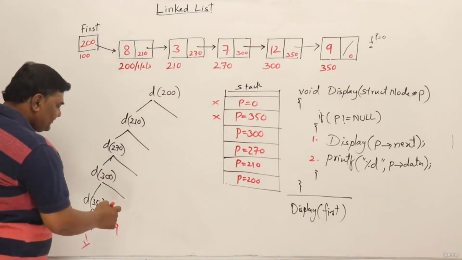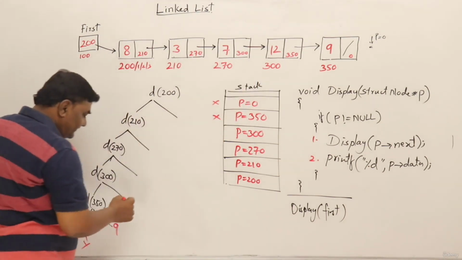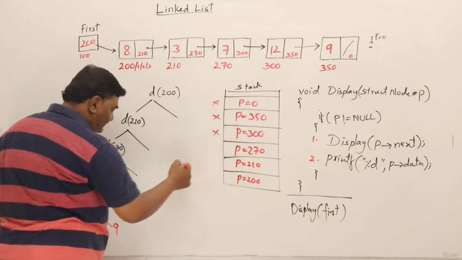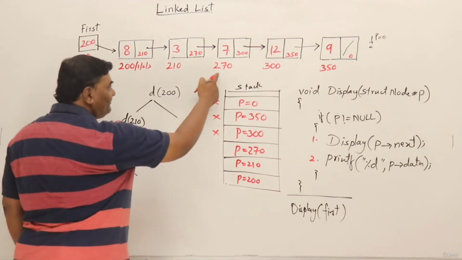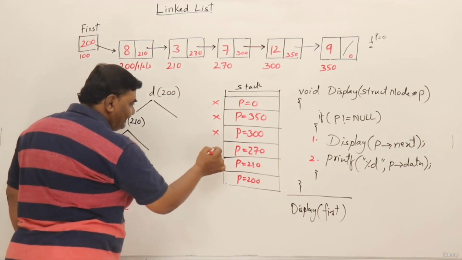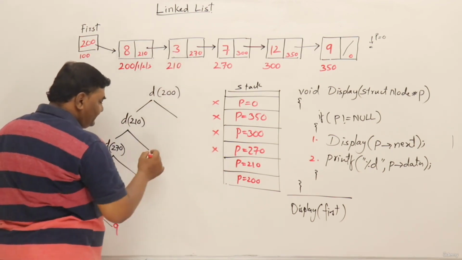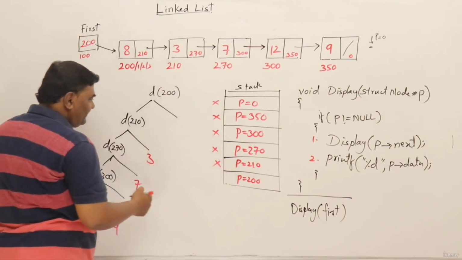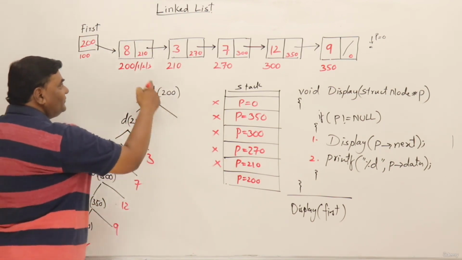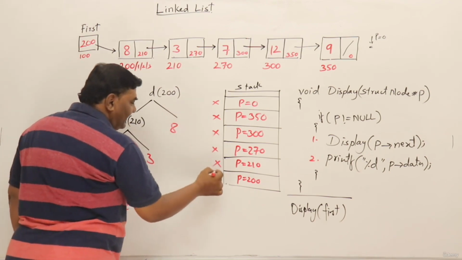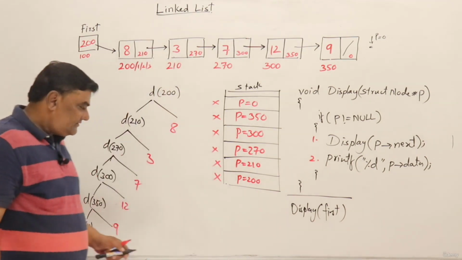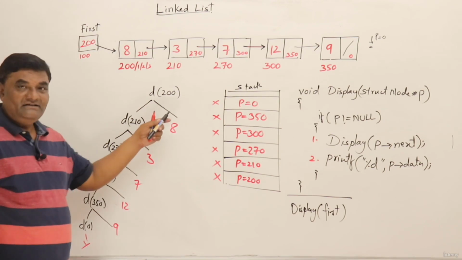It will go back to the previous call. For this the node is 12, so it will print 12, its activation record is deleted. Go back for this node, print 7, its activation record is deleted. Go back for this node 210, its value is 3 is printed, its activation record is deleted. Go back for this node 8 is printed, activation record is deleted. So you can see that it is printing while returning.